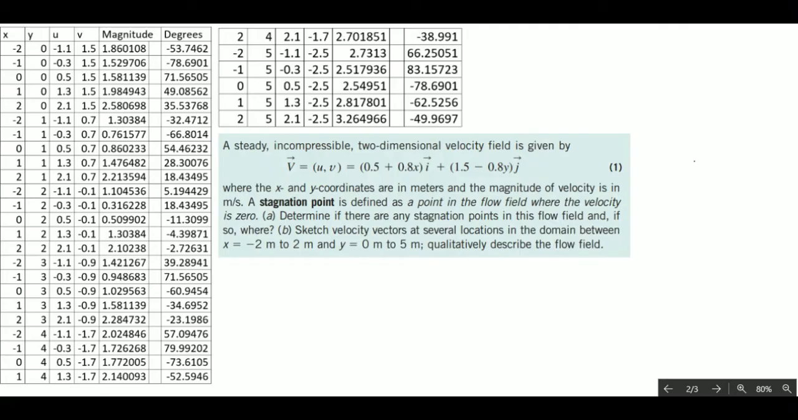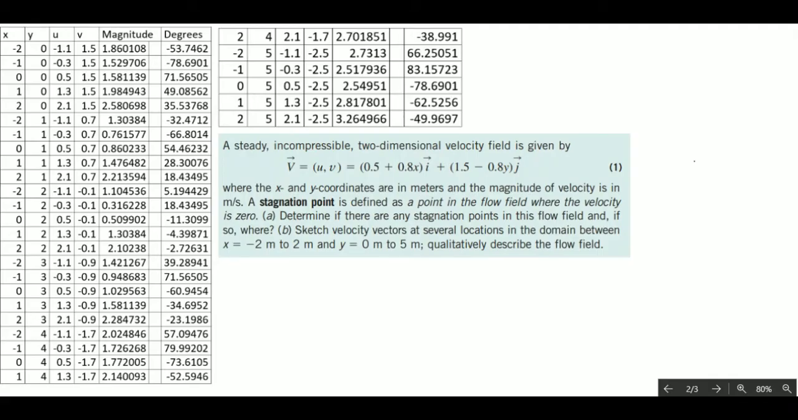The question says, a steady, incompressible two-dimensional velocity field is given by the vector v, which is equal to (u, v), and that's equal to (0.5 + 0.8x) multiplying vector i plus (1.5 - 0.8y) multiplying vector j, where the x and y coordinates are in meters and the magnitude of velocity is in meters per second. A stagnation point is defined as a point in the flow field where the velocity is 0.